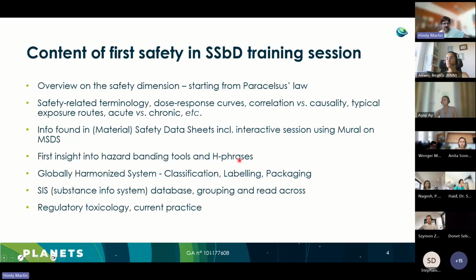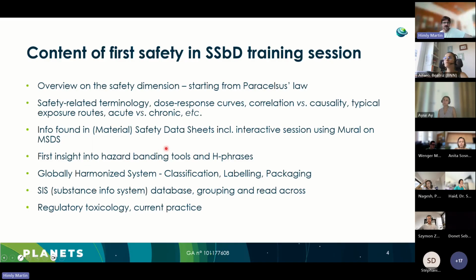As a short recap from last time, we really started at the beginning, even going as far back as medieval times, looking into the Paracelsus law, defining safety as the reverse of risk, and risk being the product of hazard times exposure. We looked into some really important terminology. We saw some dose response curves. We did a little bit of interactivity there. We saw differences between causality and correlation. Typical exposure routes, and acute versus chronic exposure, for example, a quite relevant difference.